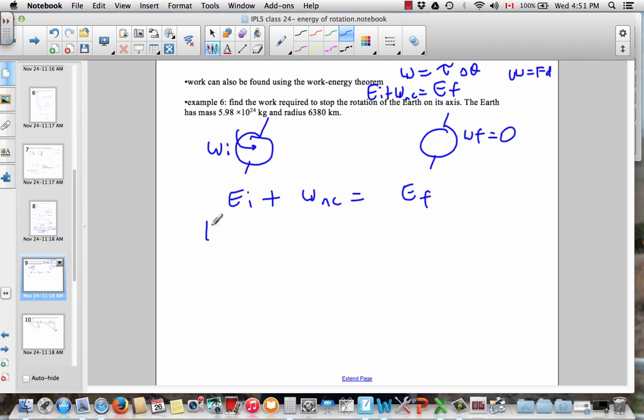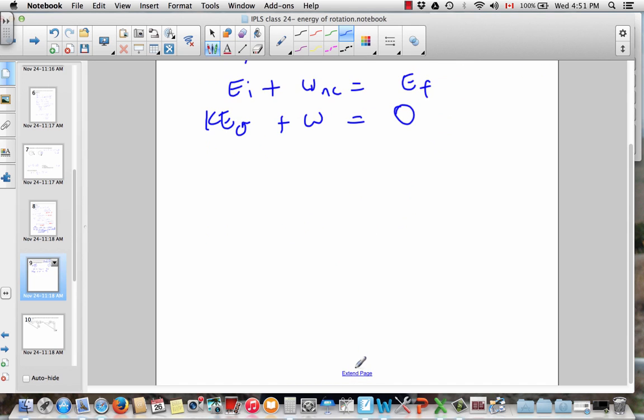At the beginning, we've got rotational kinetic energy for the Earth. We do some work and we end up with nothing. So how do we find rotational kinetic energy? Well, it's half I omega initial squared. Now this W, I'm going to write it out as work so that we don't confuse it with angular velocity, omega. Now a couple of things here. For the Earth, it's a ball, so that'll be a sphere, 2/5 mr squared.